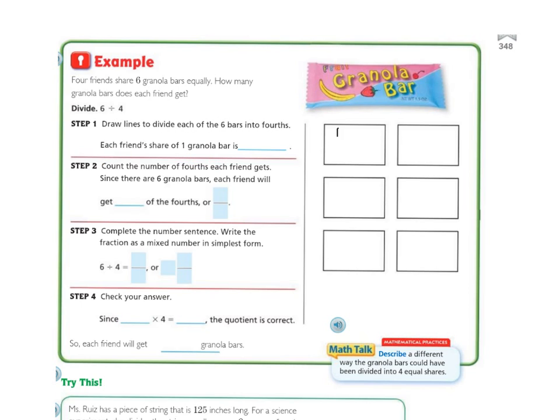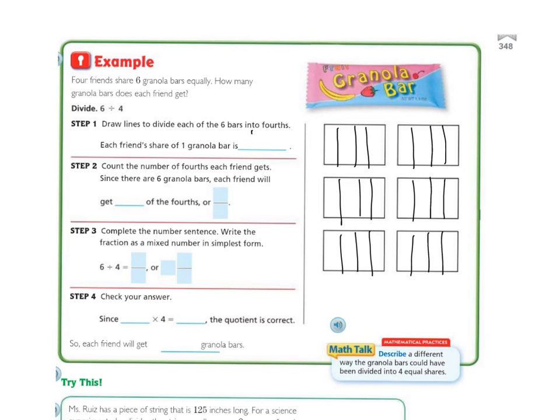So let's do that. There we go. These should be equal lines, but they're not very equal. Sorry about that. There we go. So now I've divided them into 4 parts. From each granola bar, they're going to get 1/4 of it. There are 6 granola bars, and if they're getting 1/4 of each one, they're going to get 6 of the 1/4, which is 6/4.